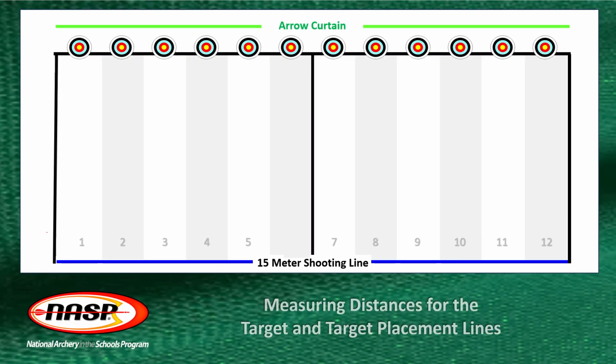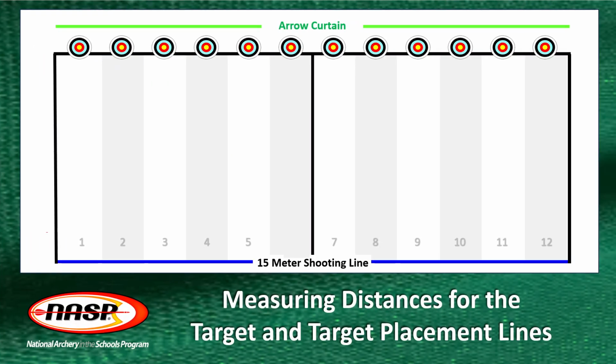Next, we begin on the left-hand side of our range. We run our tape measure from the 15-meter shooting line down to the target area. Using a Sharpie or a piece of tape, we place a mark at 23 feet and 31 feet. Here's a little hint. When you make your mark, go ahead and write 23, 31, 43, or 51 beside the mark. It will make it easier when you are laying tape for the target line.